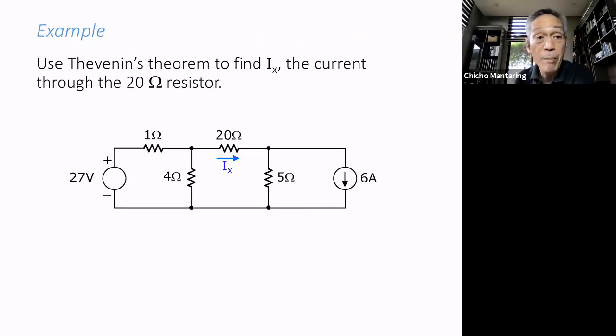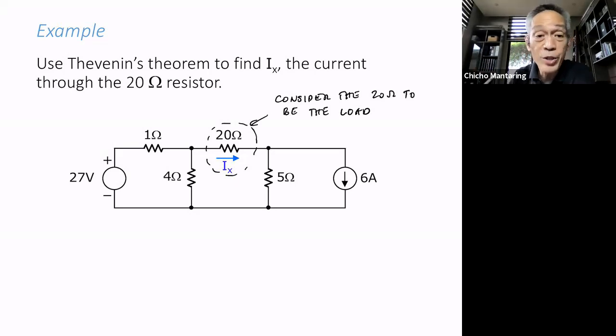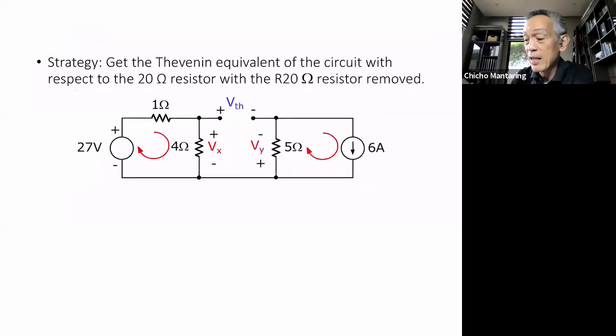So let's take this example. Use Thevenin's theorem to find I of x, the current through the 20 ohm resistor. So what is going to be my strategy here? I can consider the 20 ohms to be the load. So tatanggalin ko siya.